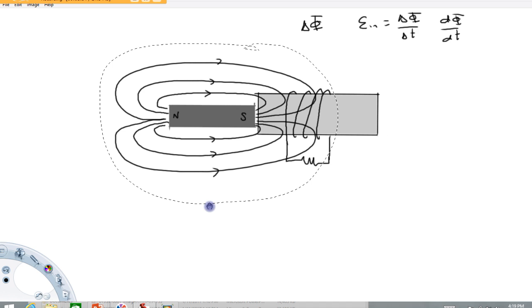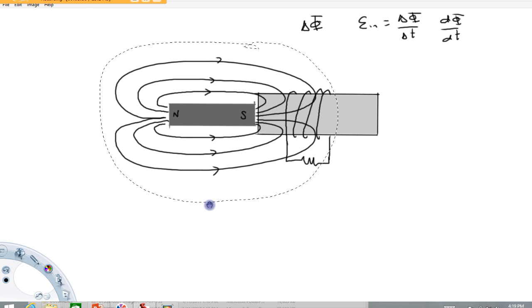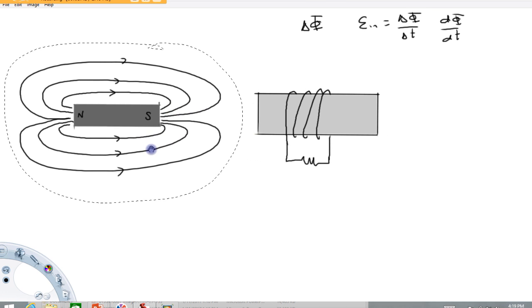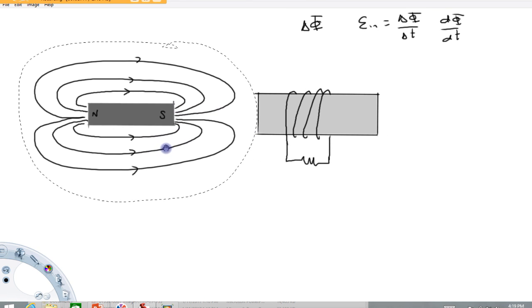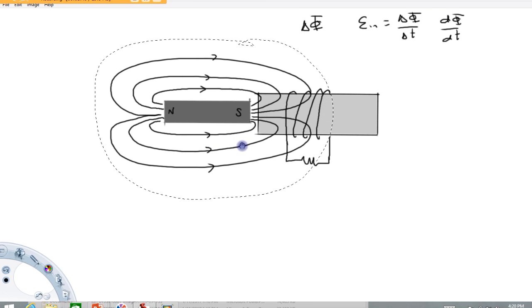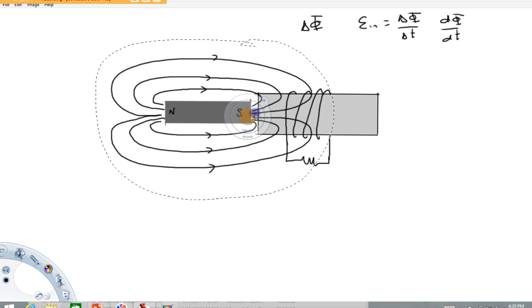Now, notice some things here. Right now, basically all the field lines that I have drawn are going through this region, whereas before they didn't. So the magnetic flux on the right is increasing. See how the number of field lines going through this vertical cross section is getting larger and larger.